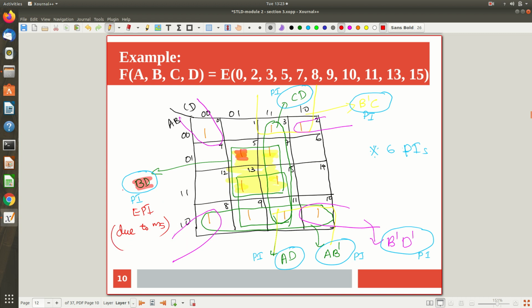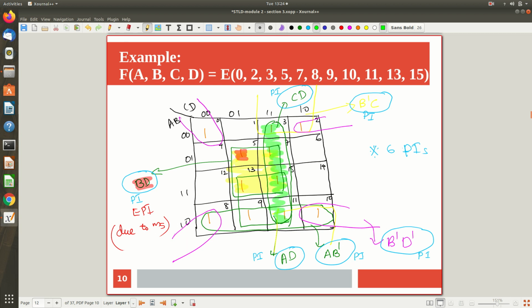Now what I understood is this BD is an essential prime implicant. My next question is, is this CD an essential prime implicant? So with another prime implicant, I am looking and seeing whether it is essential or not. Let me take the highlighter and tell you. If you look at this grouping, maybe just for understanding I'm taking it like this. So this is the grouping I'm looking at.